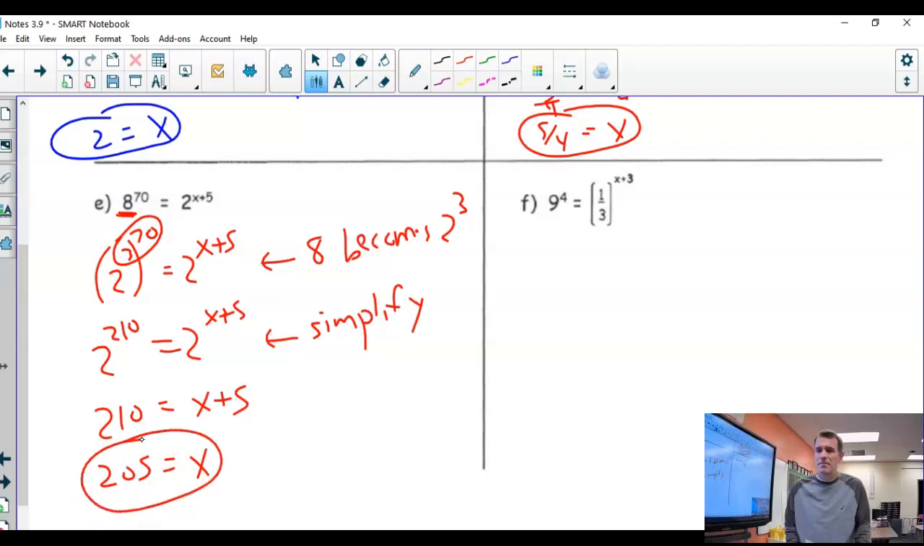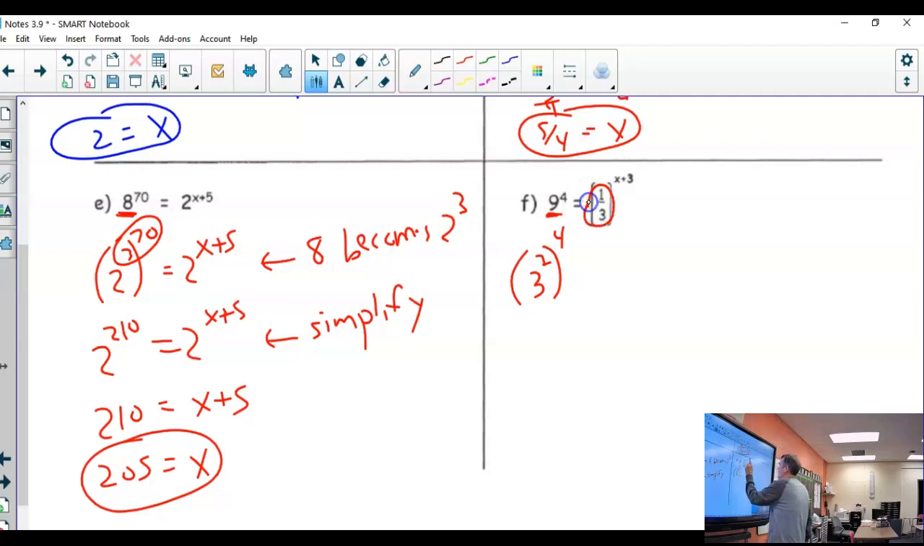All right, the last one. So in this one, both sides need simplified. I can't make the 9 into a 1/3 very easily, and I can't make the 1/3 into a 9 very easily, but I can make them both into 3s. The 9 can be rewritten as 3 squared, still to the 4th power.